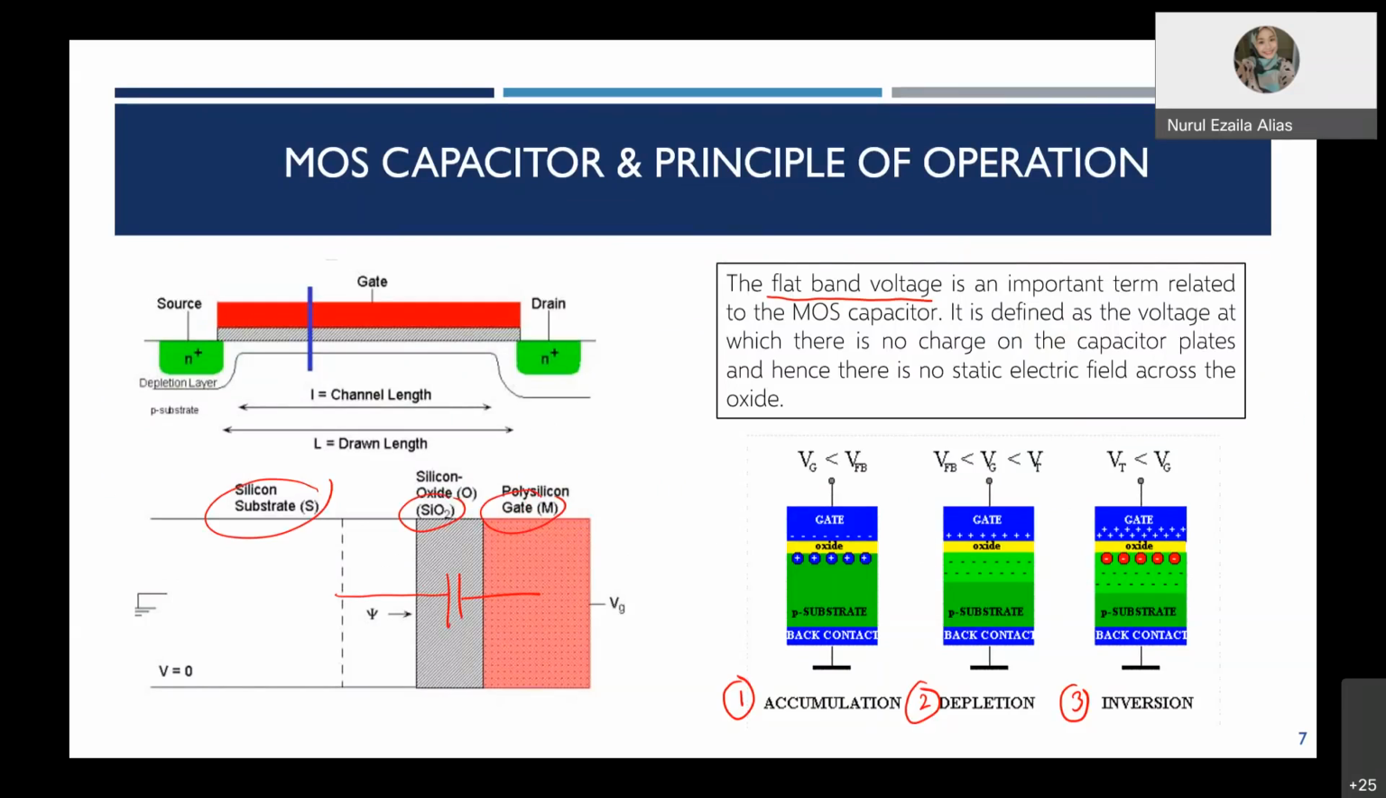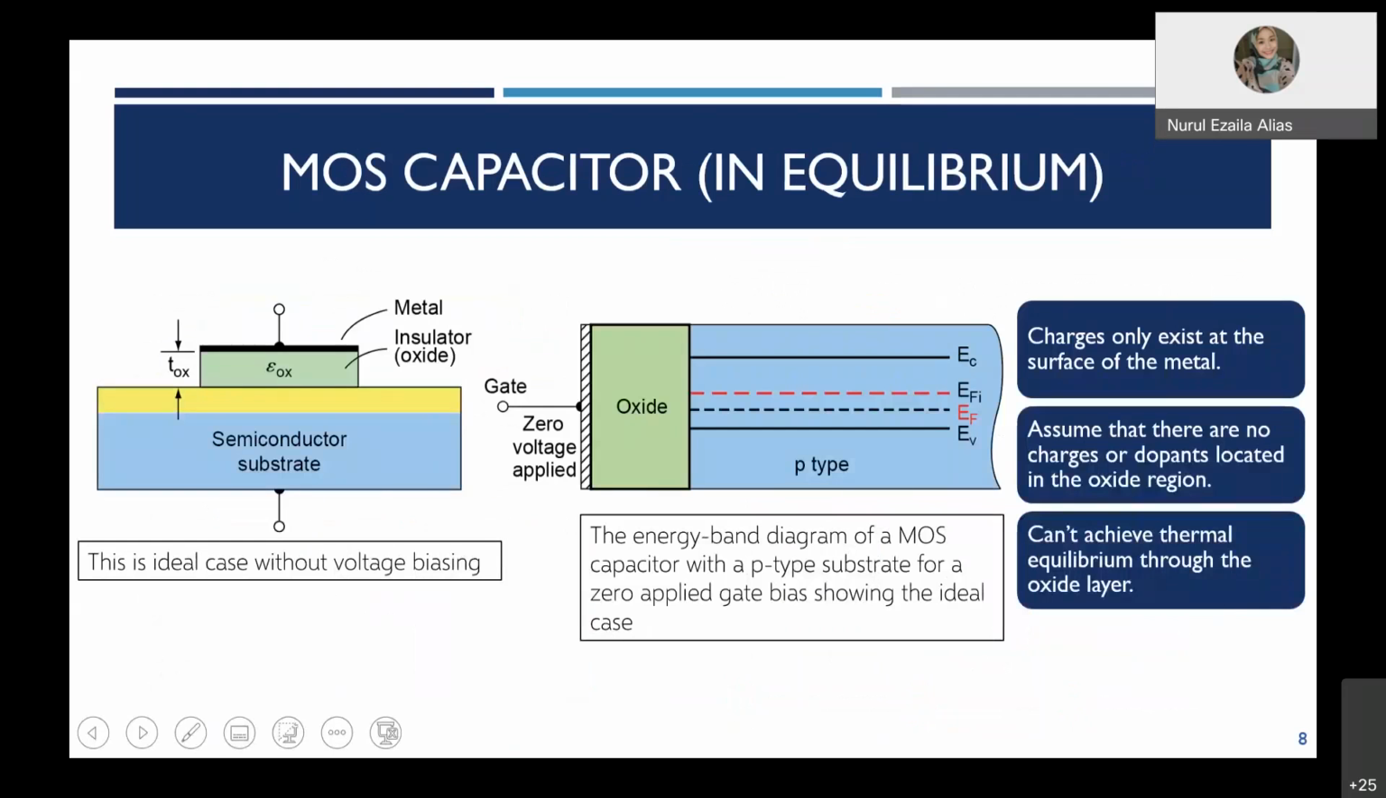The first plate is the metal, and the second plate is the substrate. So there is a capacitance between these two, since there is an electric field in between them. However, without applying any voltage, there will be no charge between the plates. Other than that, the flat band voltage is also known as VFB.